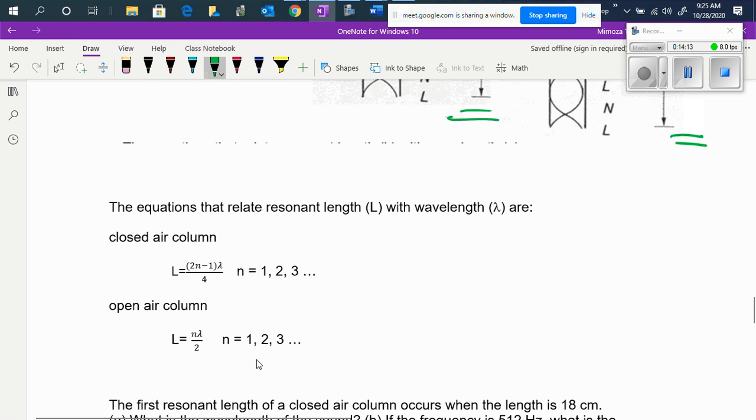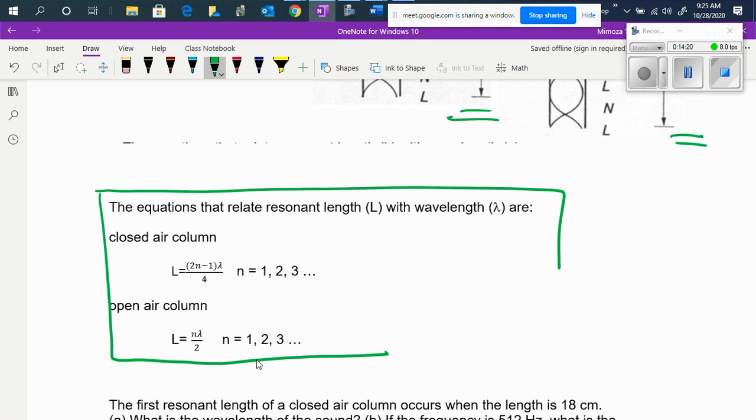The equation that relates, this is again something that you need to remember, the resonant length with the wavelength for the closed air column will be L = (2n - 1)/4 times lambda, where n is equal to 1, 2, 3, 4. And for open air, it is L = n lambda over 2, where n is equal to 1, 2, 3.